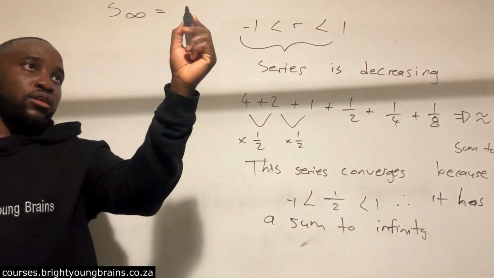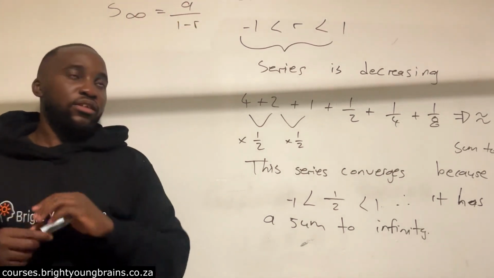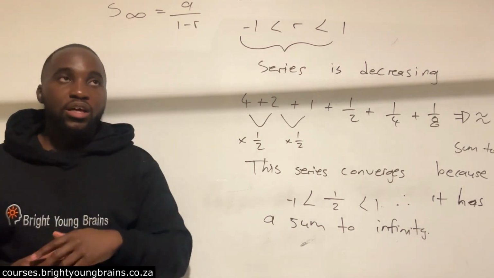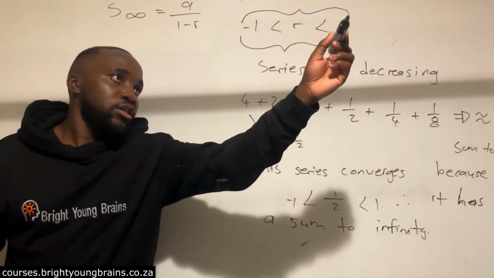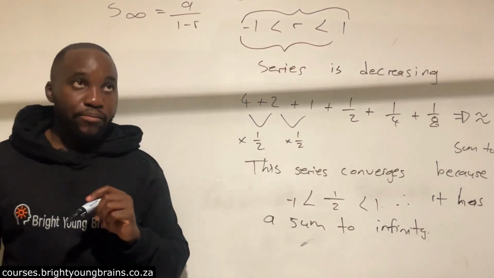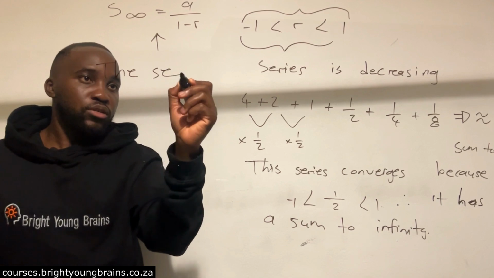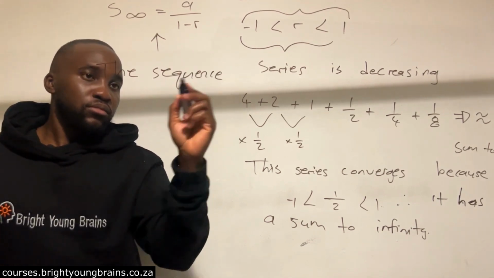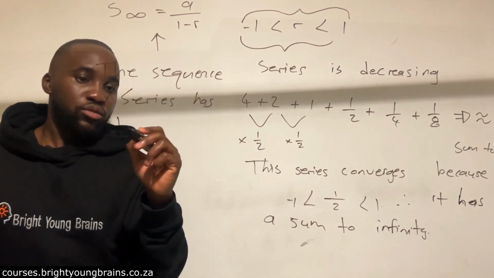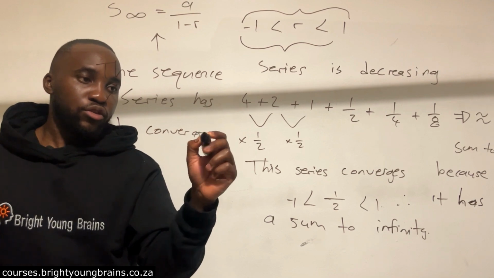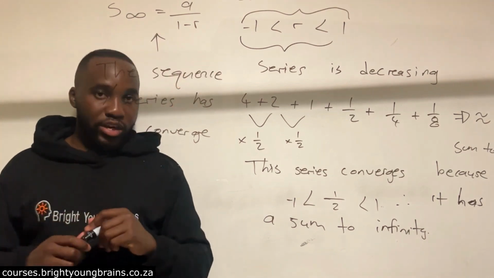You see, the sum to infinity for any geometric series can be worked out using this formula. This formula only works if your value of r is between -1 and 1. You see, here, the sequence / series has to converge. The series has to converge for you to be able to get a sum to infinity.